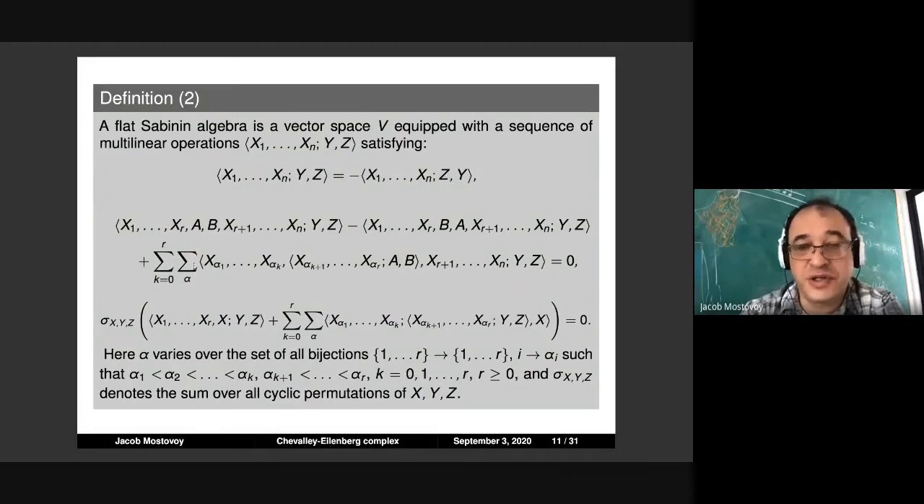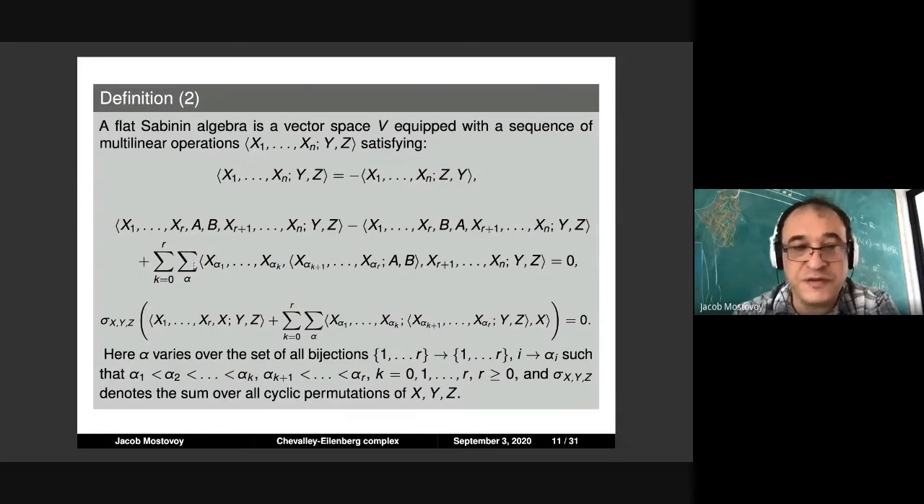This is still a definition that many people use. And I'm not asking you to try to understand it. I just want you to appreciate the horribleness of it. It really is a bit difficult to work with, although it's not impossible. There are many works on Sabinin algebras, very meaningful works that use these identities and deduce some non-trivial facts about Sabinin algebras.